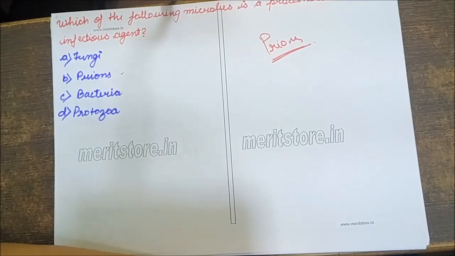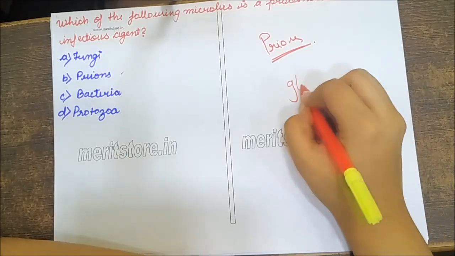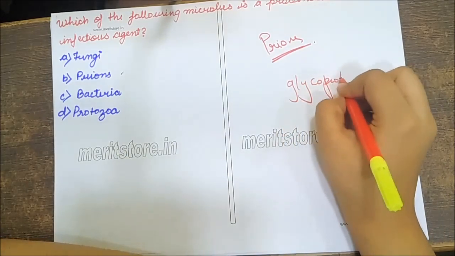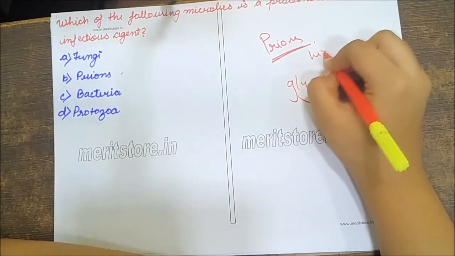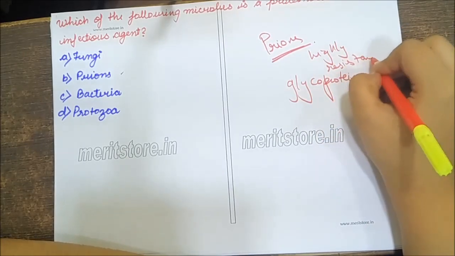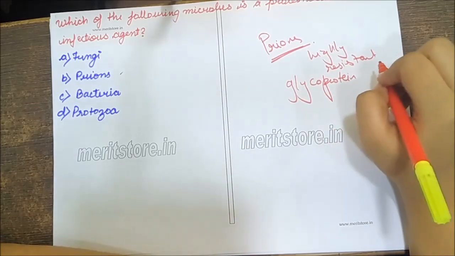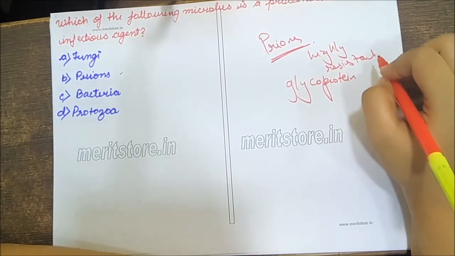Let's know how. Let's know what prions are first. Prions are highly resistant glycoprotein particles which function as infectious agents.